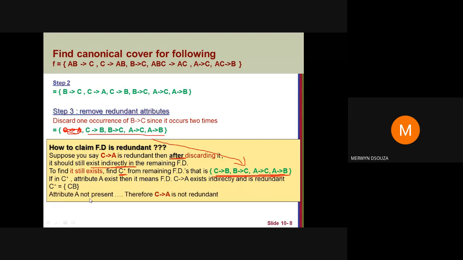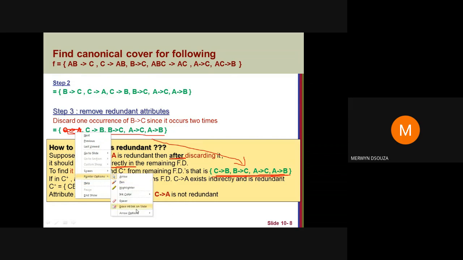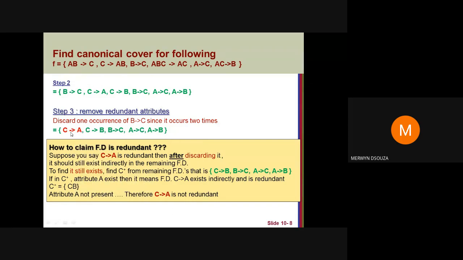So since attribute A is not present in this closure, why are we checking attribute A? Because we are saying C determines A. Since attribute A is not present in this closure, C determines A is not redundant. So we cannot discard it. This FD cannot be discarded as redundant.